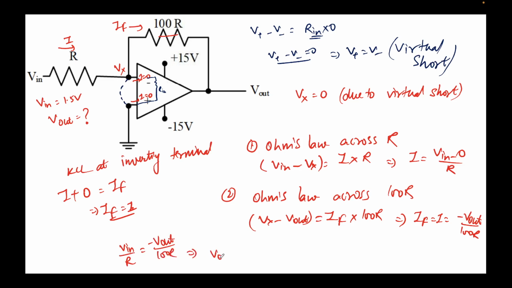So this will give me V out equal to minus 100 times V in, and we know the value of V in, which is 1.5 volts. So minus 100 times 1.5, we get minus 150 volts. Very good. But note that we cannot go beyond plus 15 or minus 15 volts because this is the maximum value that we can achieve. So even though theoretically we have obtained minus 150 volts, it will get saturated at minus 15 volts.